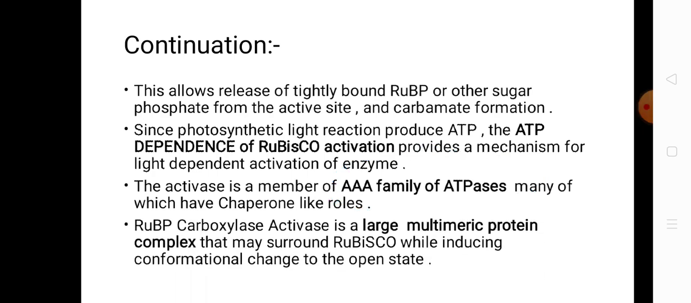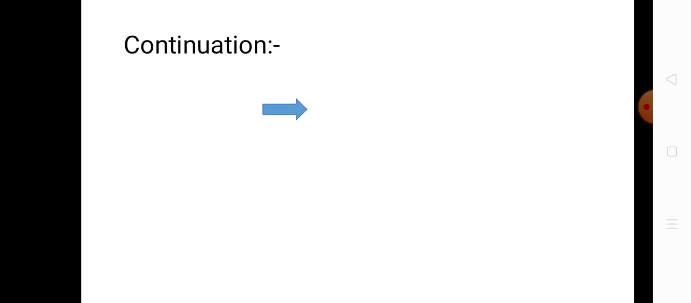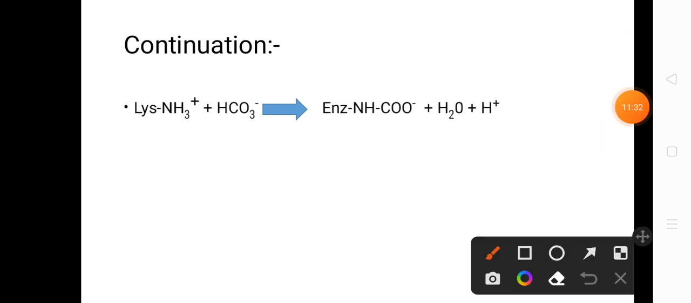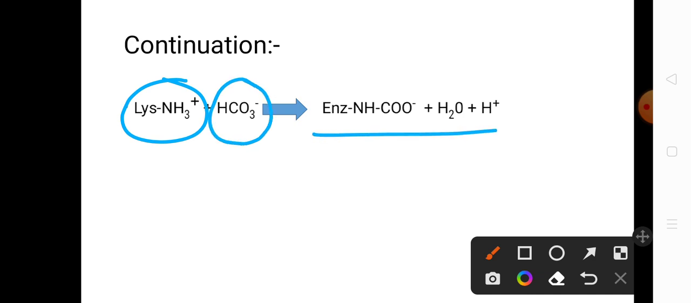This ATPase is a large multimeric protein complex that surrounds the Rubisco during its job, that is, the conformational change into the open state of the enzyme. Here I have also mentioned the reaction I am talking about, how carbamate is formed by reaction of the amino group present at the epsilon position of the lysine with HCO3-. That is how the carbamate is formed, and that is the structure. Okay, so that's the idea of our first video.